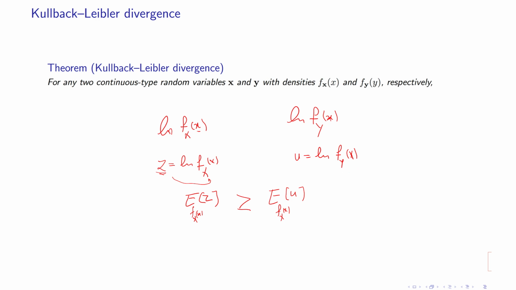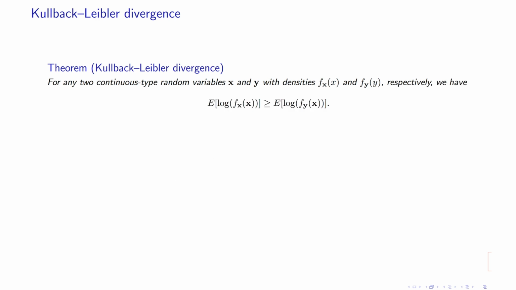Okay, so let's write the theorem and prove it. In summary, we want to prove that the expected value of log of a PDF, where this expectation is over this distribution, is always bigger than the expected value of log of any other arbitrary distribution, where the expectation is also taken using fx of x. So the averaging is over this. That means you get this function multiplied by this one and then you integrate it.